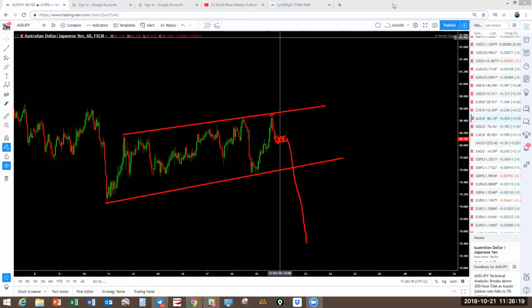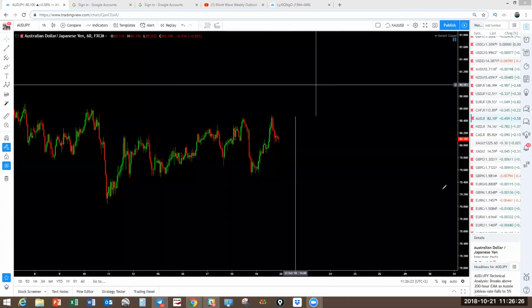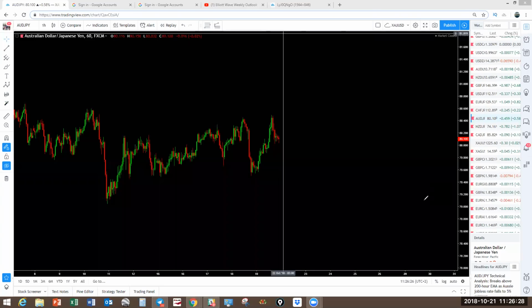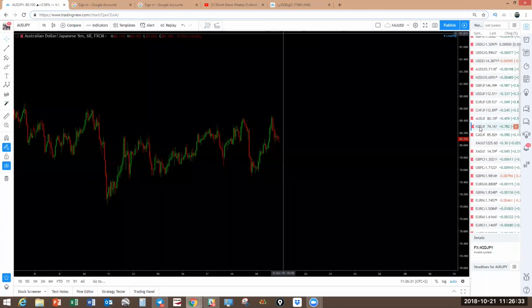That's AUDJPY. Okay, just remember those channels, we're not trading them, they're just showing us how the structure looks and how it's setting up. All right, so that's AUDJPY, Audi New Zealand JPY.